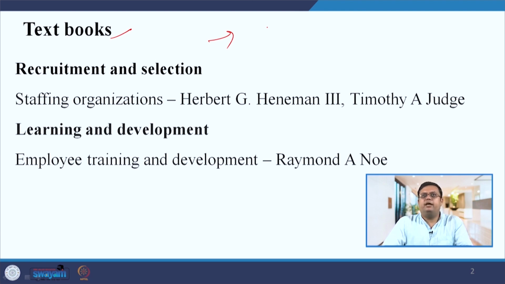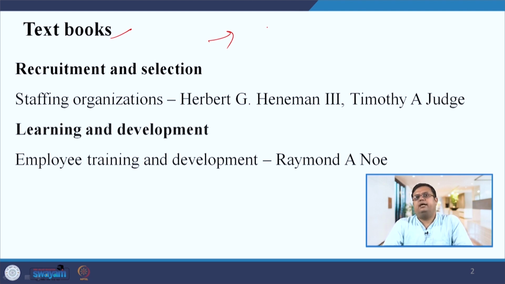And the second category of the books that you will see is related to HR Analytics. For HR Analytics, what are the books that I have used? So, HR functions and HR Analytics. These are the two categories of the books. So, let us start with the first function, recruitment and selection.